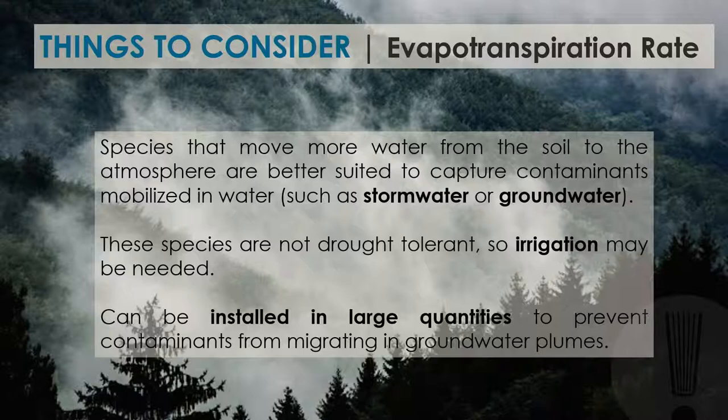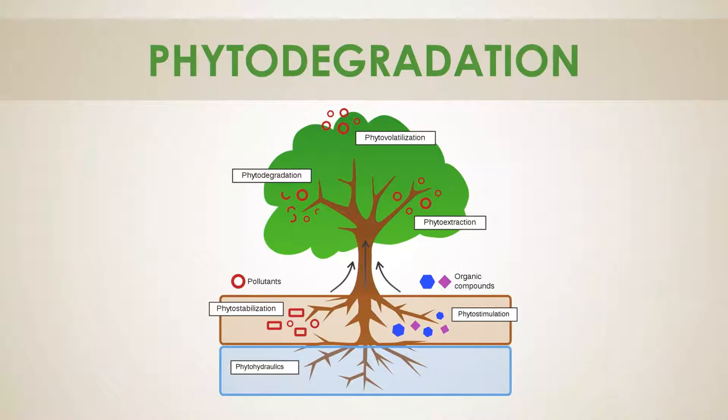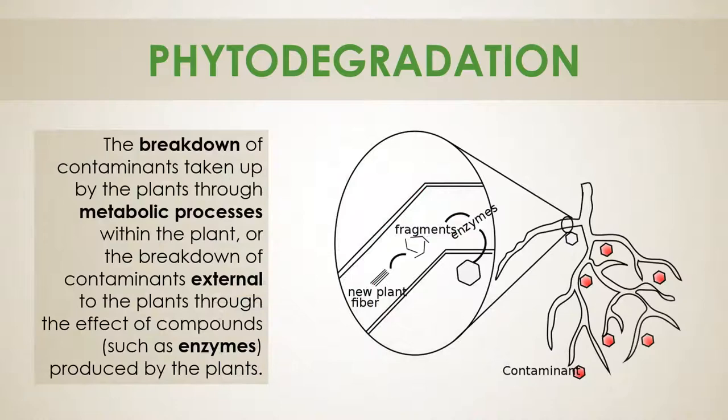So that's one thing they've looked at with groundwater, is having poplars and willows that have this high evapotranspiration rate. They can actually be used, and this is a process we'll get to at the bottom of this diagram called phytohydraulics, to change the direction of groundwater flow or prevent it from migrating too far. But next, let's get down to phytodegradation. What is phytodegradation? This refers to the breakdown of contaminants that are taken up by the plant through the plant's metabolic processes, or the breakdown of contaminants external to the plant through the effects of compounds such as enzymes that are produced by that plant.